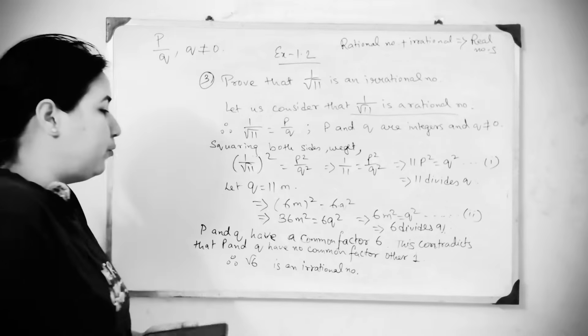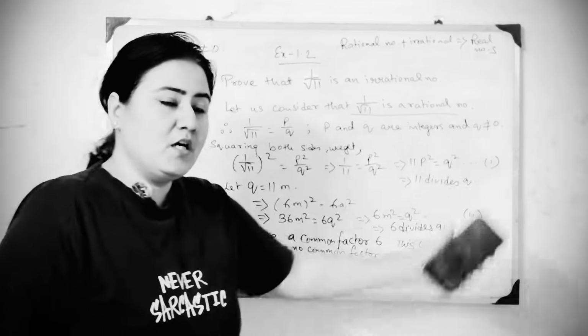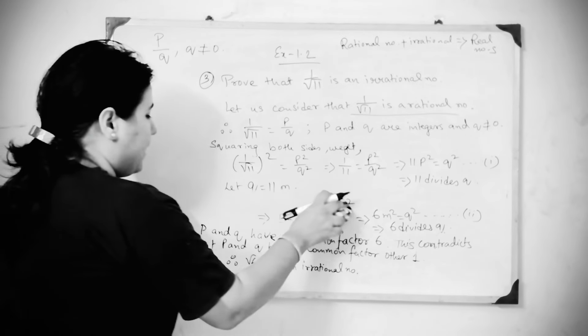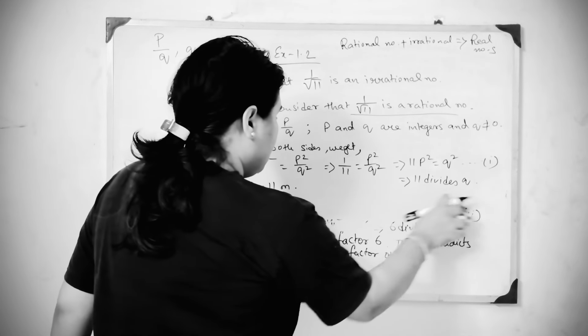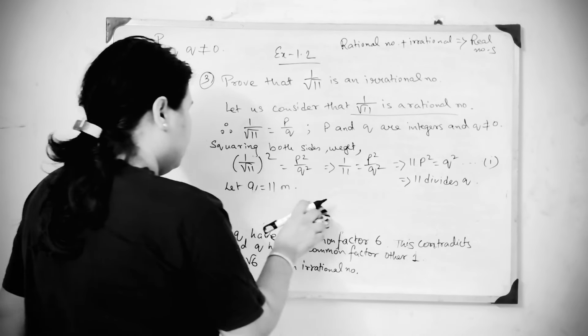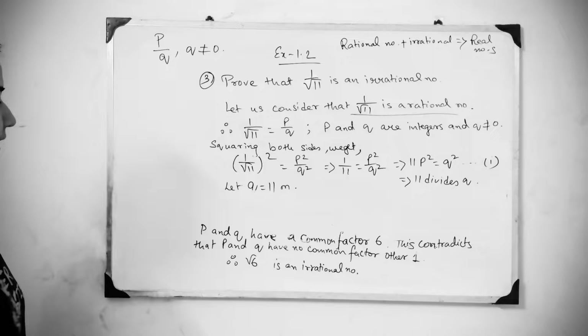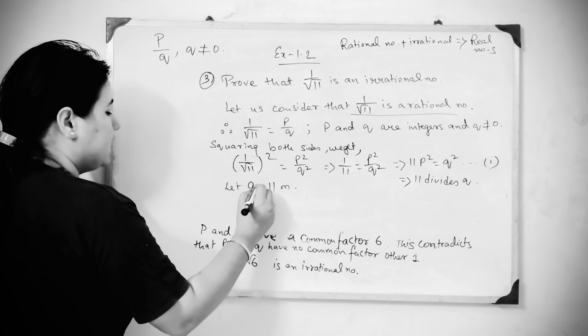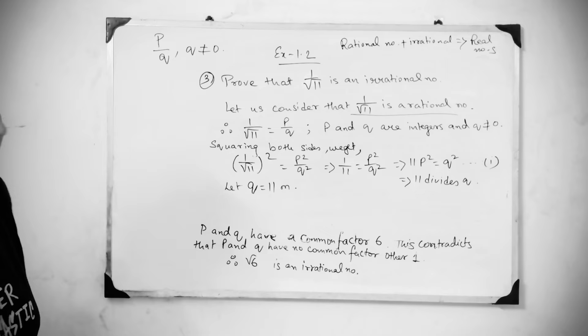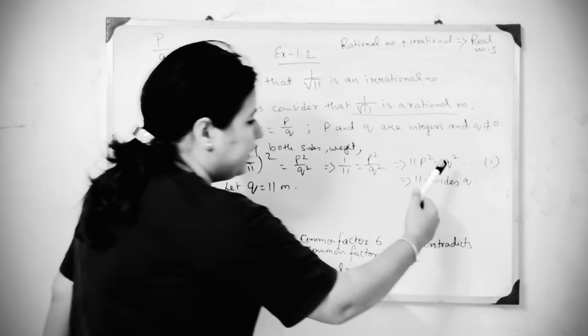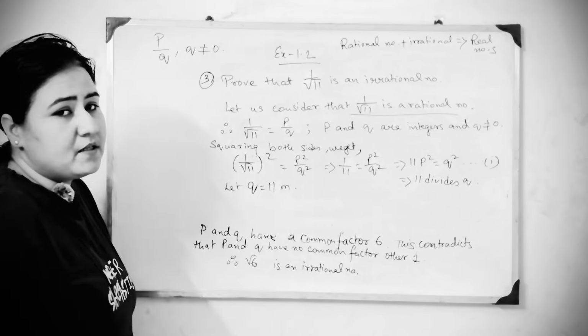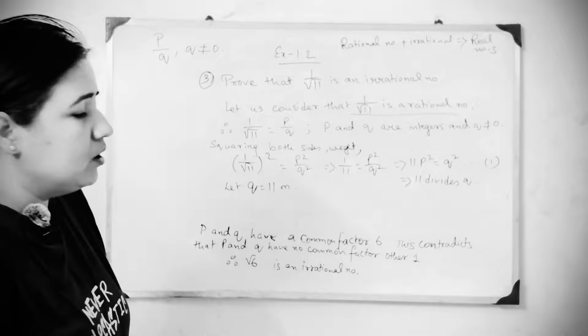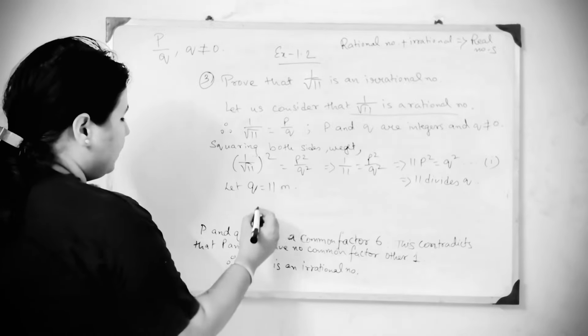Now again we are going to put the value of q in equation 1. I'll erase this part so that it becomes crystal clear to all of you. So we are taking that q equals 11m. Now putting the value of q in equation 1, you may write the statement, putting the value of q in equation 1. What will we get?